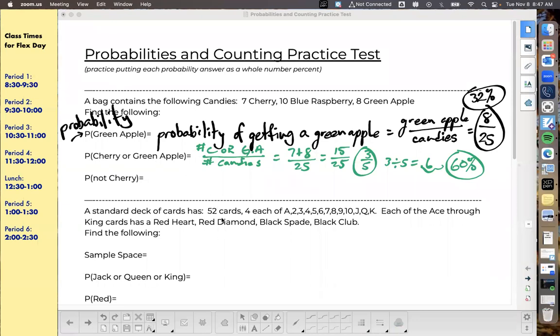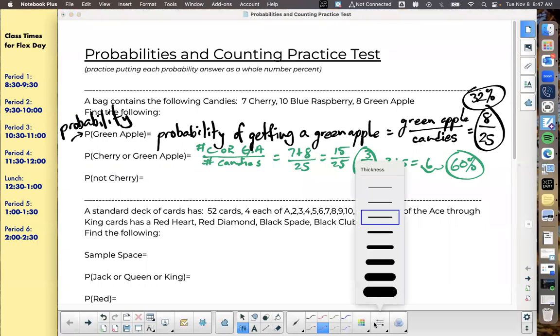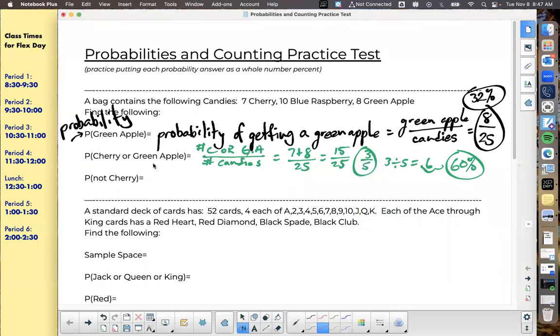Okay. Probability that it is not cherry. Let's go with red. Okay, probability not cherry means I need to figure out how many are not cherry compared to the number of candies.